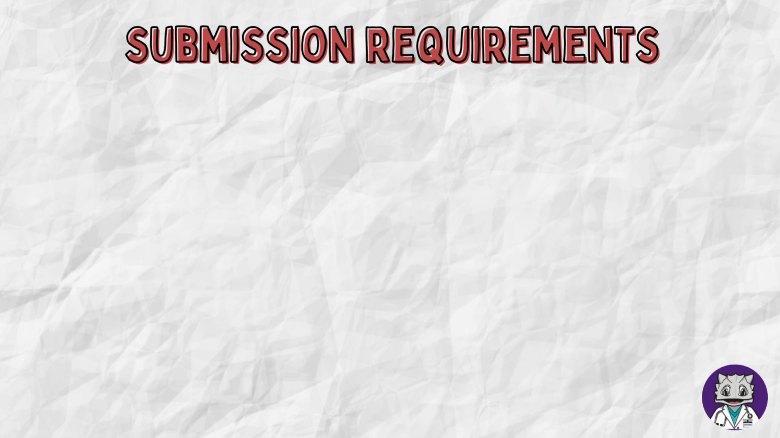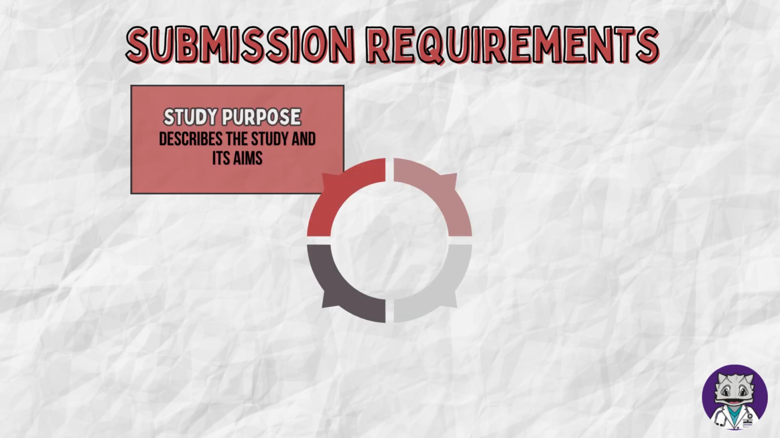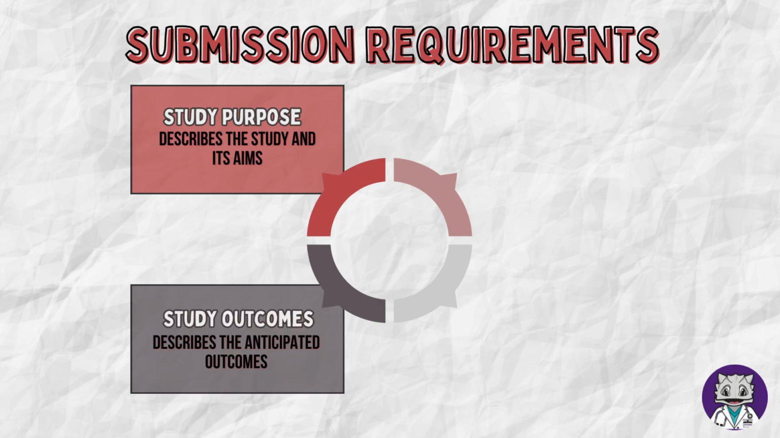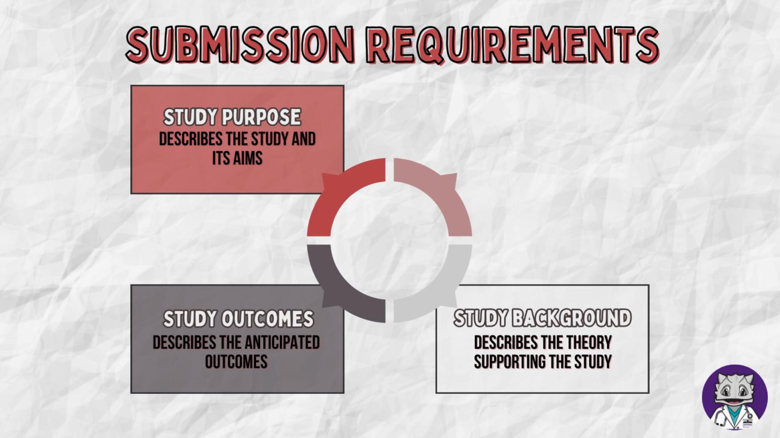Next, we will discuss the study information components of the IRB submission. The study purpose describes the objectives, aims, or hypotheses of the study, including what you expect to learn or to demonstrate. The study outcomes section describes the anticipated outcomes of the study. The study background section will describe the theory or data supporting the study's objectives and include key references. References can be attached as a separate document.